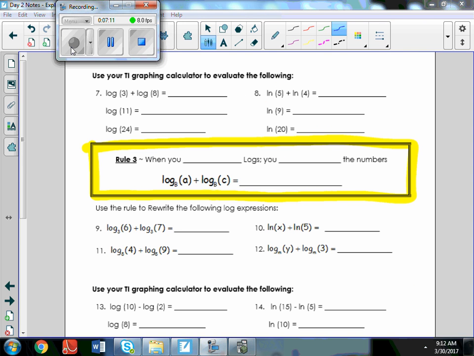So what did you get? Somebody read me their answers and I'll write them on here. What was log 3 plus log 8? What'd you get? 1.380. Then what'd you get for the second one? Good, 1.041. And then what did you get for the third one? Okay. So what did you notice about those three answers?